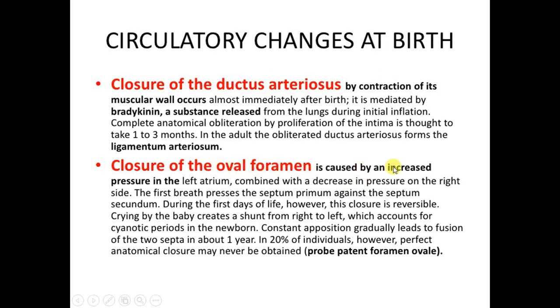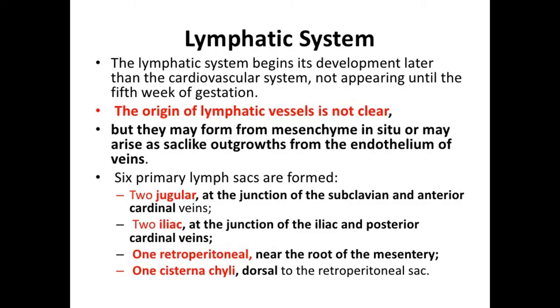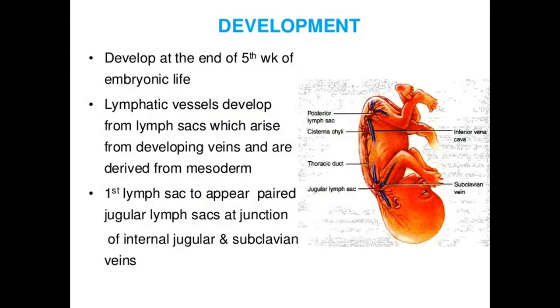Foramen ovale: increased pressure on the left side and decreased pressure on the right side cause closure of this foramen ovale. The first breath presses the septum primum against the septum secundum, and during the first day of life, however, this closure is reversible. If it reverses, it will remain as a patent foramen ovale. Similarly, patent ductus arteriosus can develop.